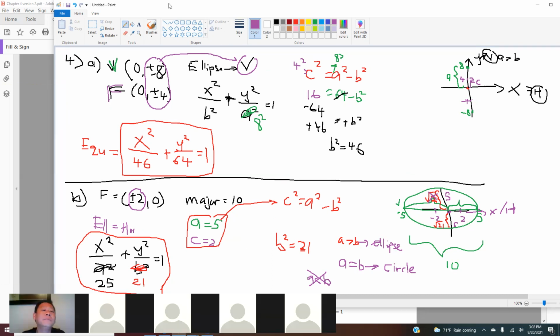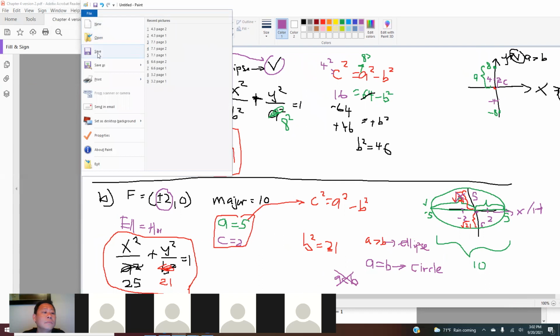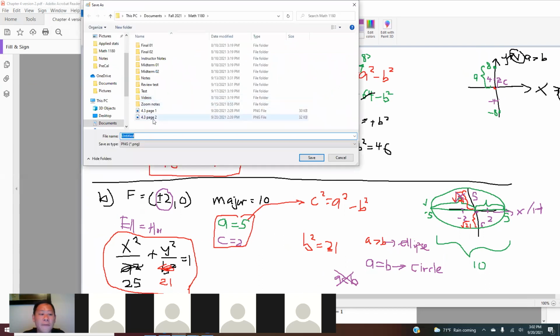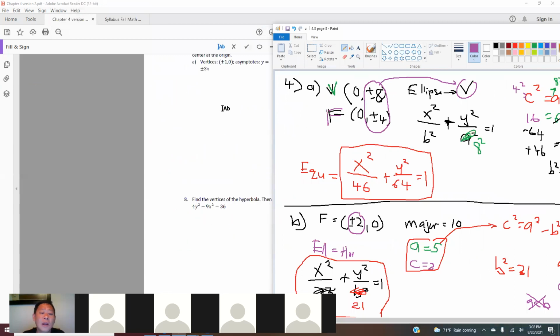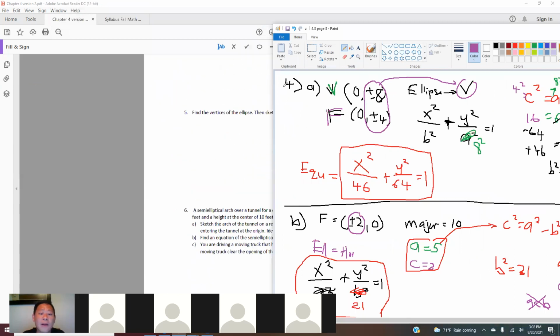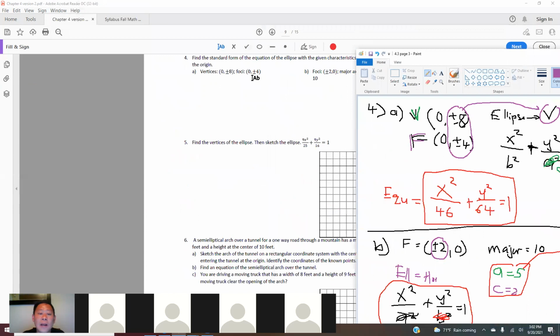You guys all right here? Questions you have? So if a question asks us to find the equation, this is what the equation looks like, the answer for the equation. Let's see what I have for number 5. So this is finding the equation. We call it the standard form of the equation.